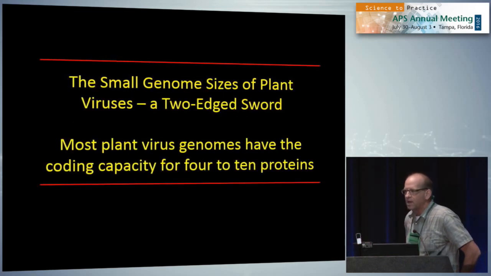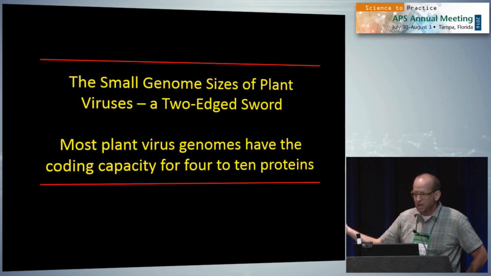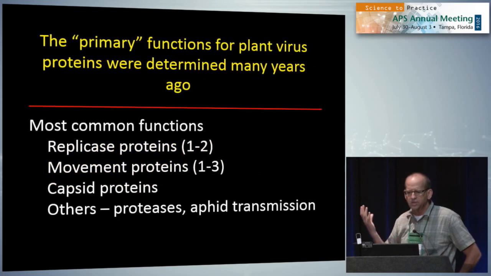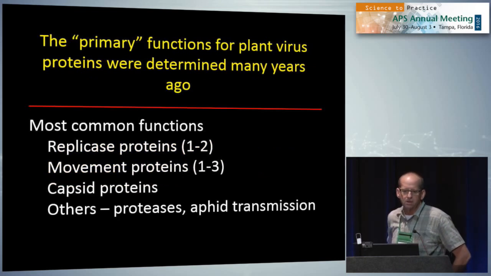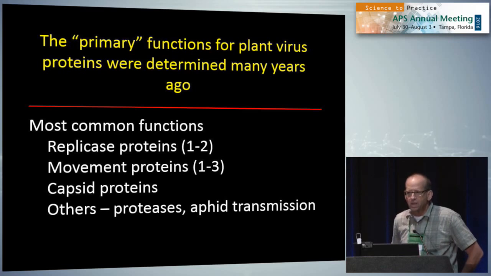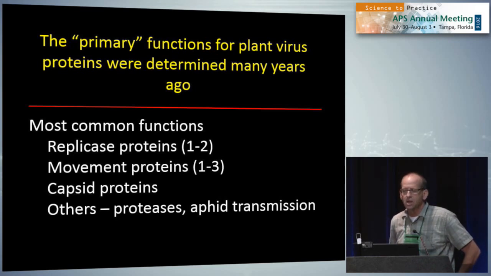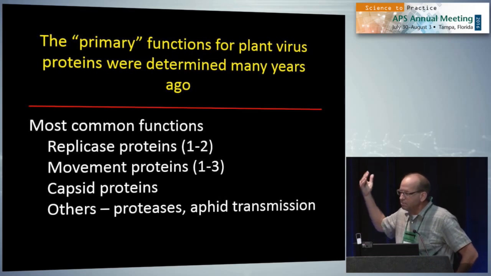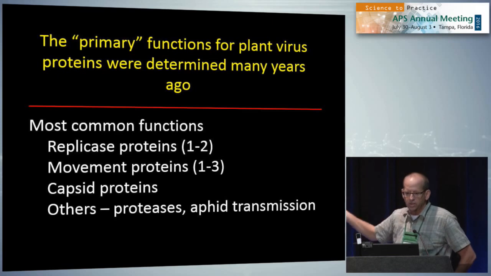So, thinking about viruses, the small genome size is kind of a two-edged sword. Most plant viruses have genomes with a coding capacity of about 4 to 10 proteins. Some viruses have more, a few have a few less, but that's kind of the ballpark. The primary functions for plant virus proteins were determined many years ago. The virus genome sequencing project actually began in 1980 with the cauliflower mosaic virus sequence. Through the 80s and 90s, lots of plant virus genomes were sequenced, and the message was the common functions. This is what you have.